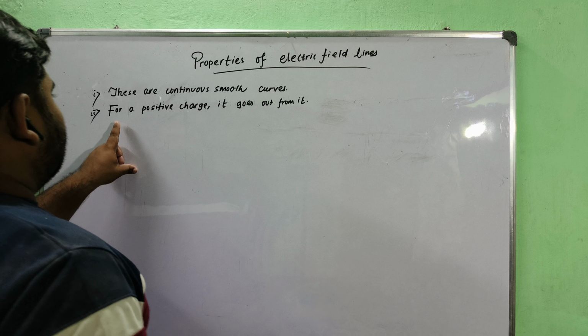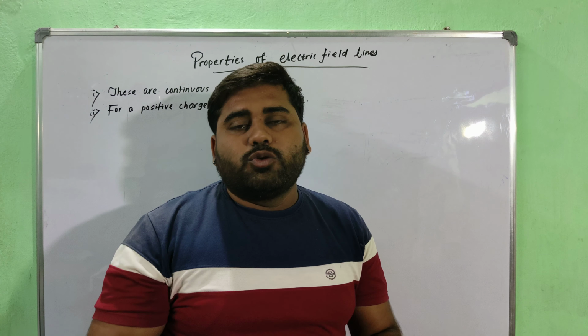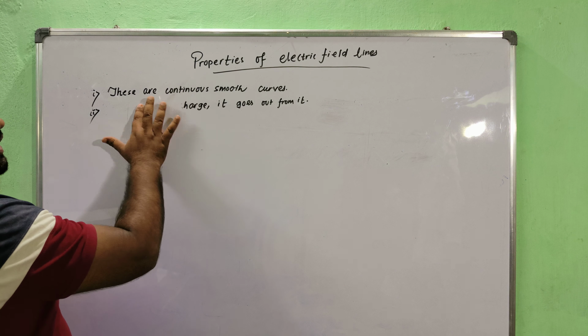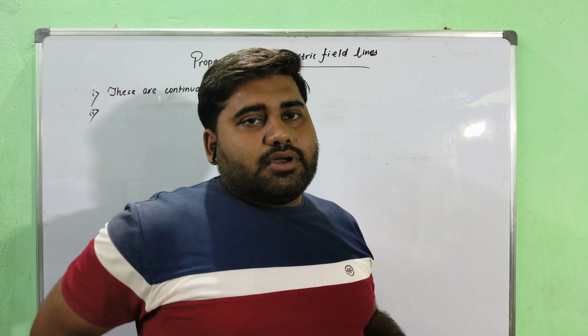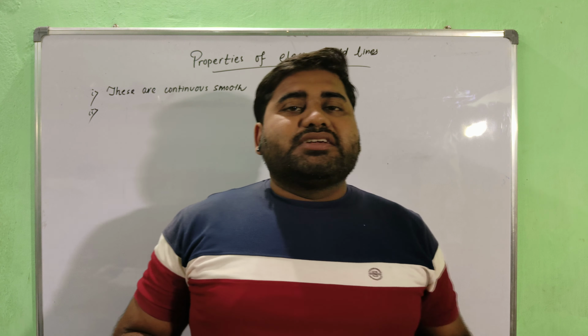You can say for a positive charge it goes out from it. Okay, now let us come to the sentence. And for a negative charge it goes into it. So in this point, we shall be studying about its starting point and its terminating point. Like, if someone asks you, where does the electric field line start from? Or where does it get terminated?